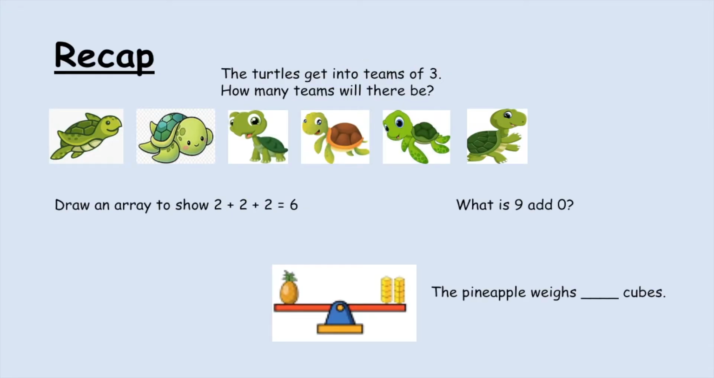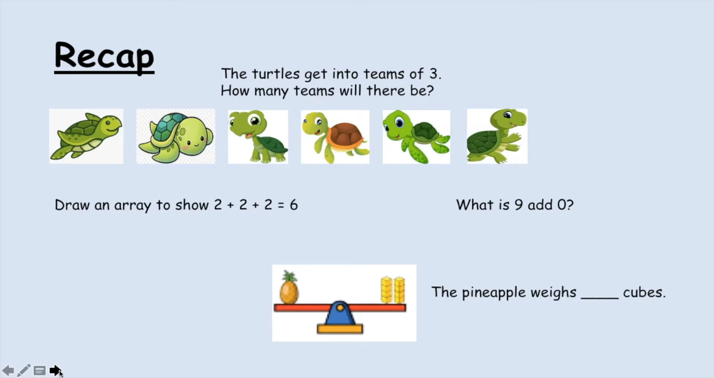Now here's our recap questions. The turtles get into teams of 3, so 3 turtles in each team. How many teams will there be? Draw an array to show 2 add 2 add 2 equals 6. So there are 2 different ways that you can show this. So for the challenge, see if you can find both ways. What is 9 add 0? And the pineapple weighs something cubes. Pause the video to complete this.